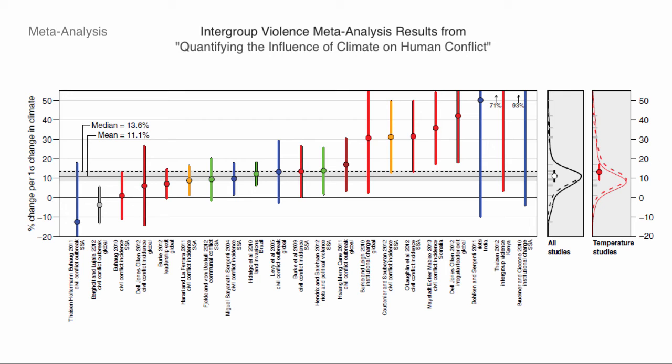And we present a couple of different ways to understand these results. So the first thing we present is the median effect, which is this dashed line here. The median effect is across all these studies. What is the percent change per 1 standard deviation shock in climate? That's about 13%.